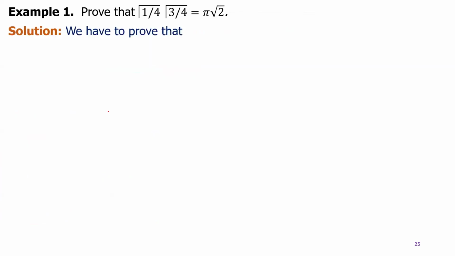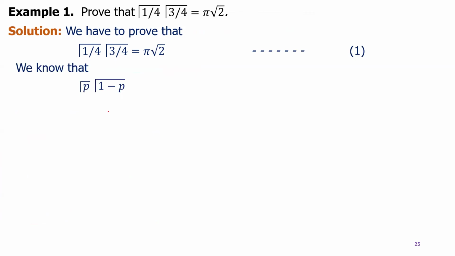Let us take example number 1. Prove that gamma 1 by 4 into gamma 3 by 4 is equal to pi root 2. We have to prove that gamma 1 by 4 into gamma 3 by 4 equals pi root 2. We know that gamma p into gamma 1 minus p is equal to pi upon sine p pi, where p lies between 0 to 1.